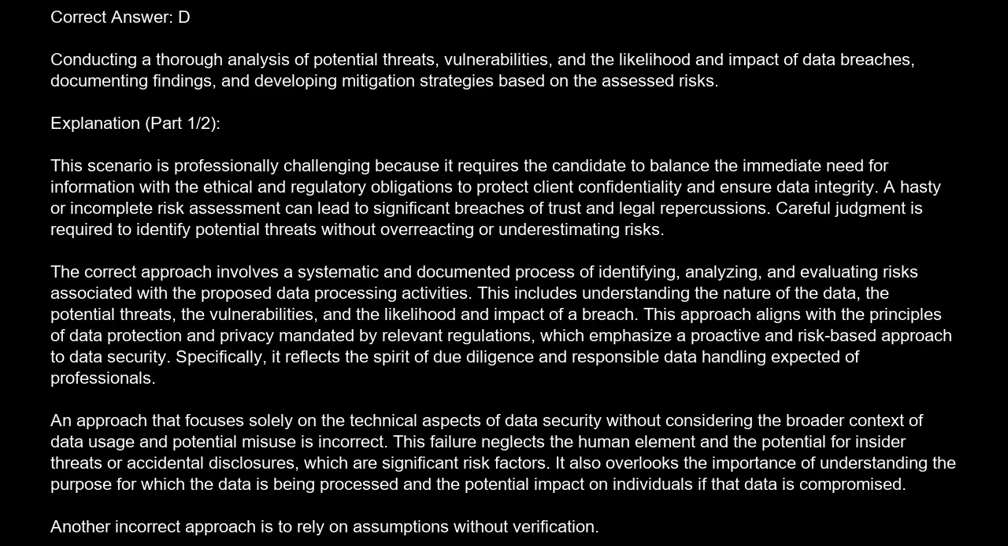The correct answer is D. Conducting a thorough analysis of potential threats, vulnerabilities, and the likelihood and impact of data breaches, documenting findings, and developing mitigation strategies based on the assessed risks.